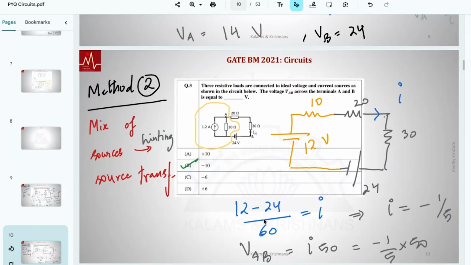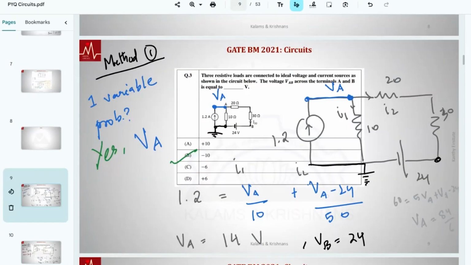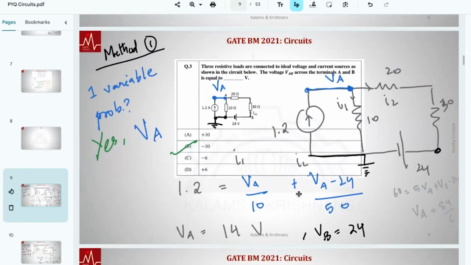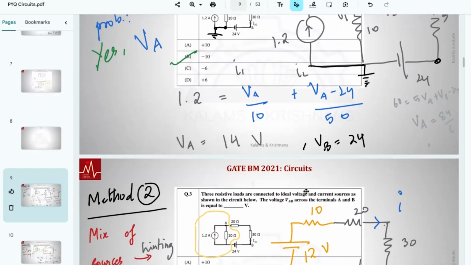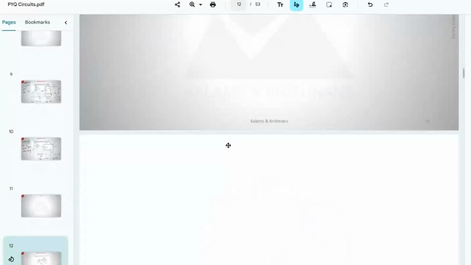And while writing this equation, notice you're writing KVL, Kirchhoff voltage law. While writing the other equation, sum of currents is 1.2, we wrote Kirchhoff current law. Although we didn't explicitly say that, we are kind of starting to apply that. Okay, fairly easy. Let's move on.